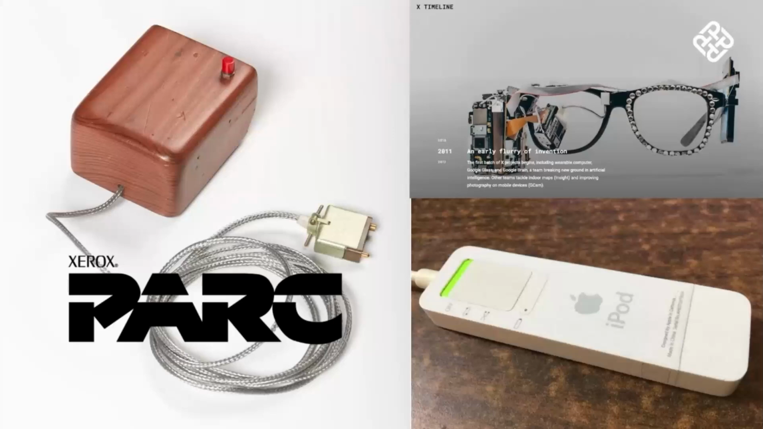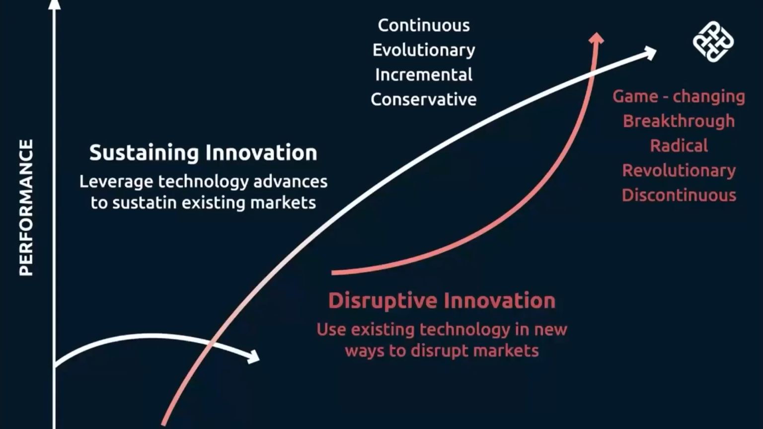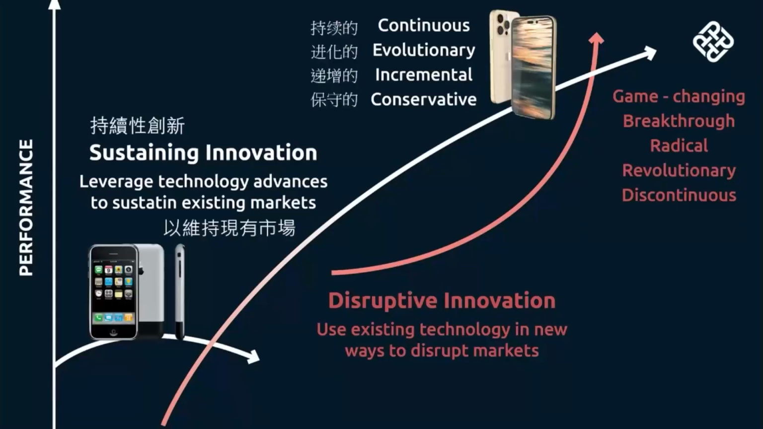In the ISD program, that is what we call disruptive innovation, which is the opposite of sustaining innovation. Sustaining innovation is when you consider, for example, the iPhone from the first generation to the 15th, right?